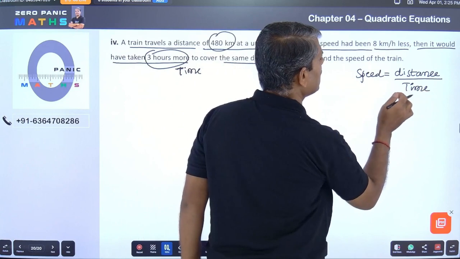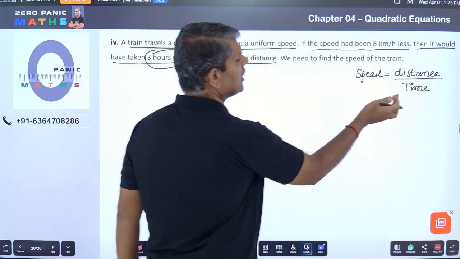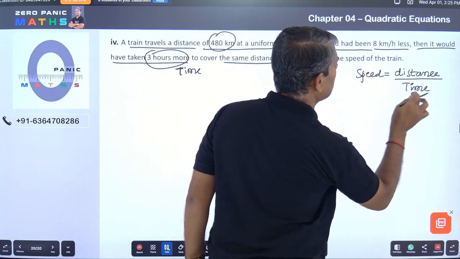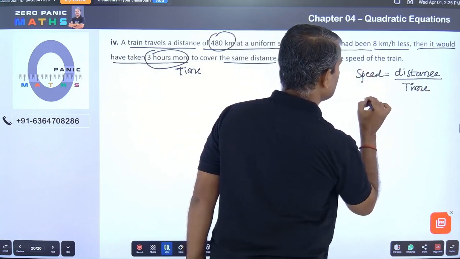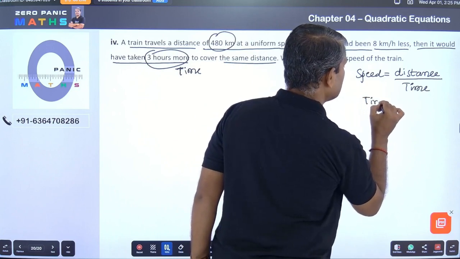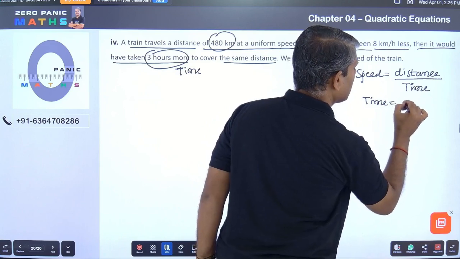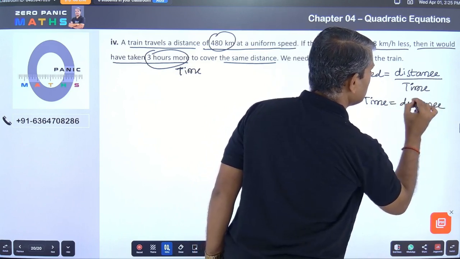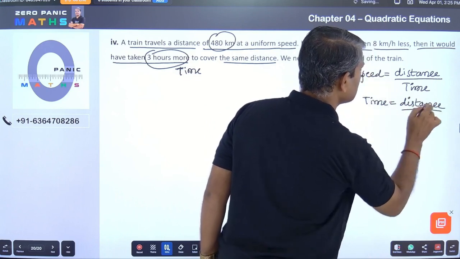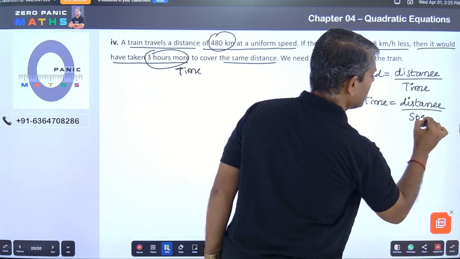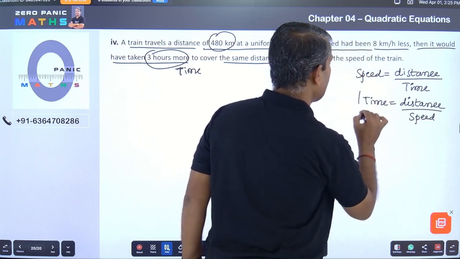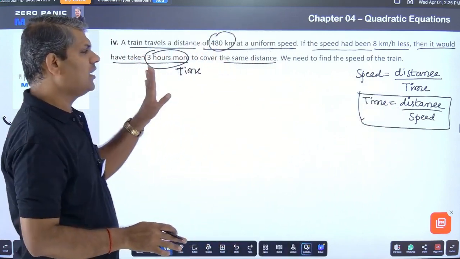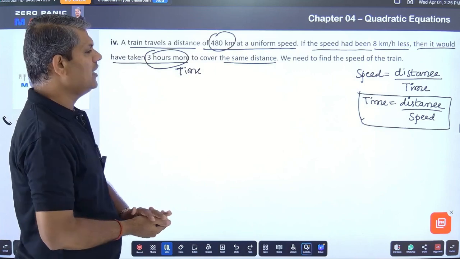The time, we have to actually convert this formula into time. So take time to the left side and bring the speed to the right side. So I will say time is equal to, it is again the distance, remember this, distance divided by speed, bringing the speed to the right side. Now why am I writing this? Because I'm going to use this formula here.